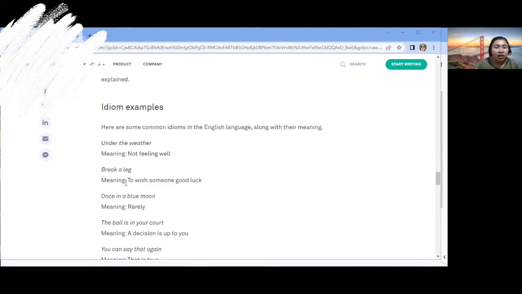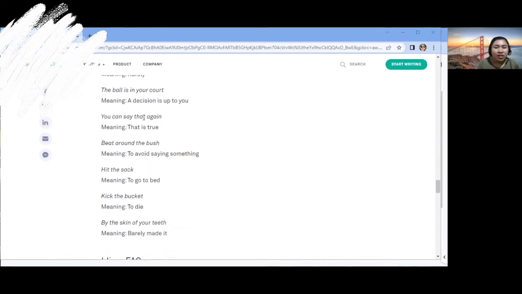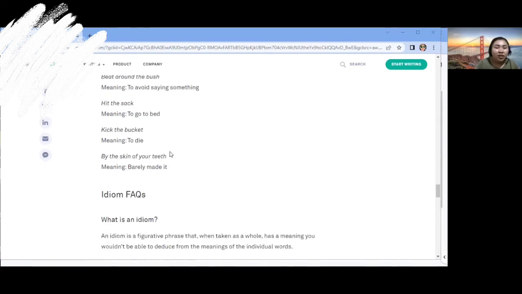Break a leg, meaning to wish someone good luck. Once in a blue moon, rarely. The ball is in your court, a decision is up to you. You can say that again, meaning that is true. Beat around the bush, to avoid saying something. Hit the sack, meaning to go to bed. Kick the bucket, to die. By the skin of your teeth, meaning barely made it.